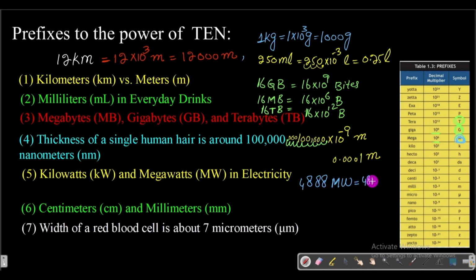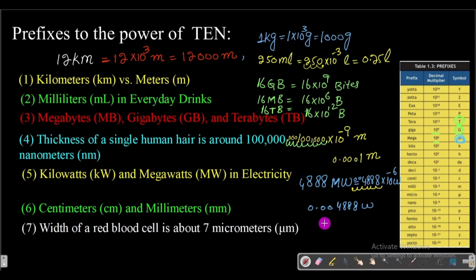So 4,888 multiplied by 10 power 6, and watt is the unit of power. So 4,888 megawatt is equal to this much watt. So you can find this from here. You will take 6 steps to the left side. So this is the first, second, third, fourth, fifth, and this is the sixth, and the point is now present here. So for this we can write that this is equal to 0.00 with 2 zeros and 4,888 watt. So 4,888 megawatt is equal to 0.004888 watt.